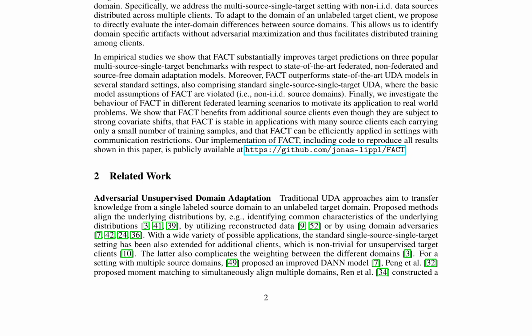The authors further study FACT's behavior with respect to communication restrictions and the number of participating clients, showing that FACT benefits from additional source clients, is stable with many source clients, and can be efficiently applied in settings with communication restrictions.